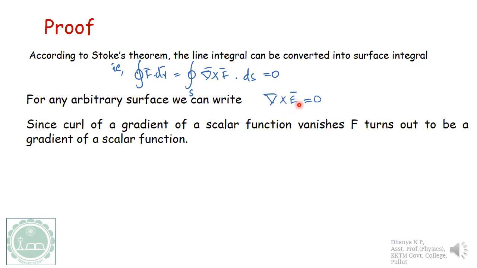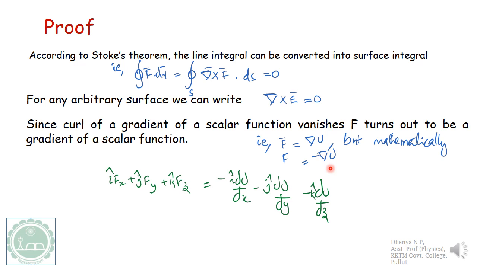If the curl is 0, we have a property that the curl of a gradient of a scalar function is equal to 0. Since del cross F is equal to 0, F can be written as the gradient of a scalar function. That is, F is equal to del u. But mathematically del u requires a minus sign also. F is equal to minus del u. That is, force is the negative gradient of potential.